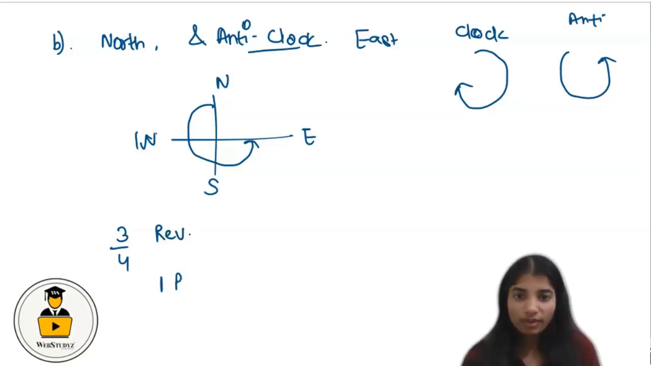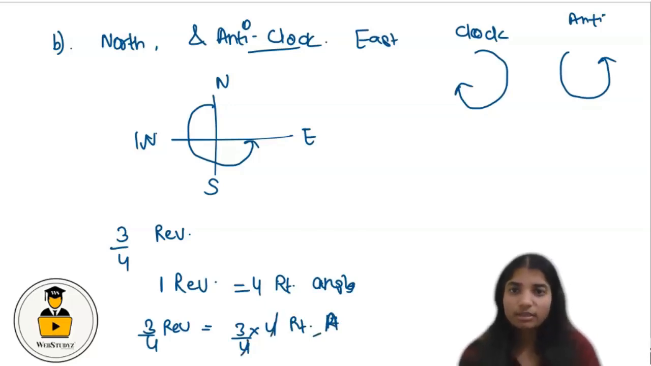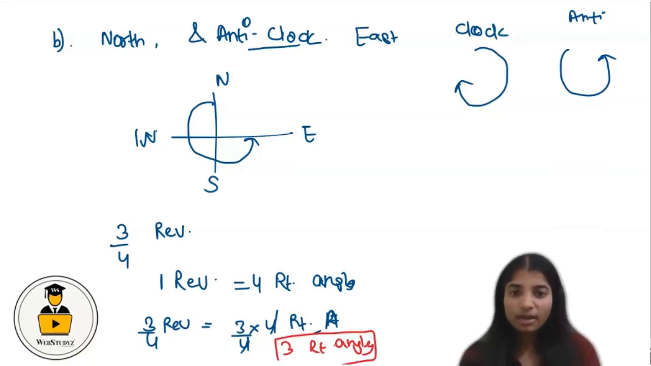And we know that one revolution is equal to 4 right angles. So 3/4 of this revolution becomes 3 divided by 4 multiplied by 4 right angles. The 4s cancel, and we are left with 3. So when it moves from north anti-clockwise to east, it will make 3 right angles. So 3 right angles is the answer to part B of this question.